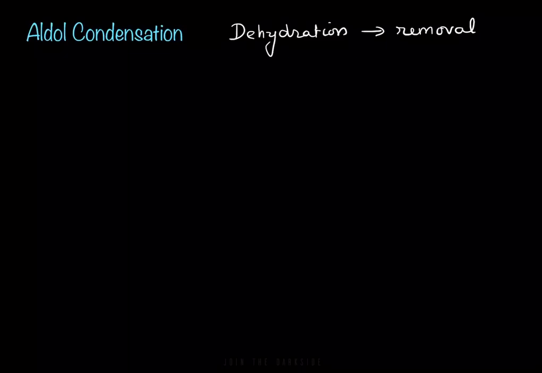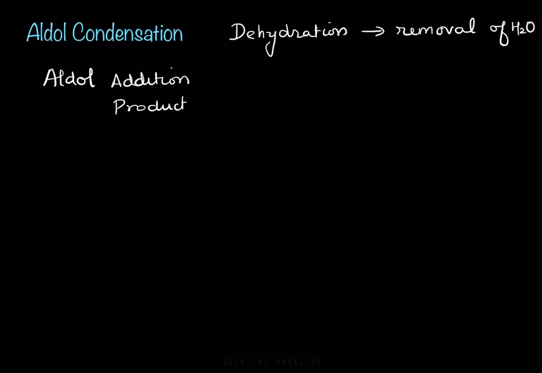So some organic compounds, when heated, will give off water, right? So when an aldol addition product undergoes dehydration, it generally forms the alpha beta unsaturated aldehydes and ketones. Alpha beta unsaturated aldehydes or ketones.